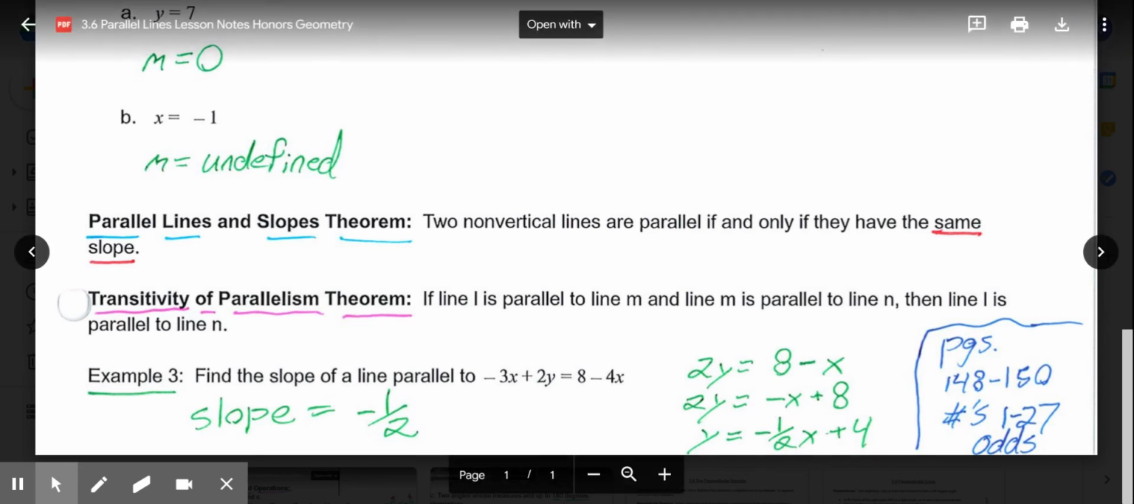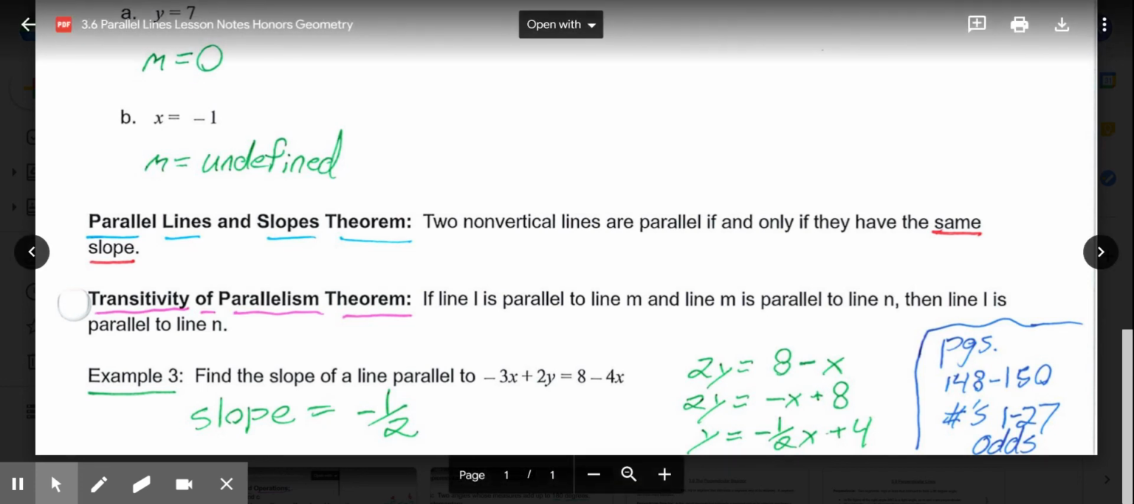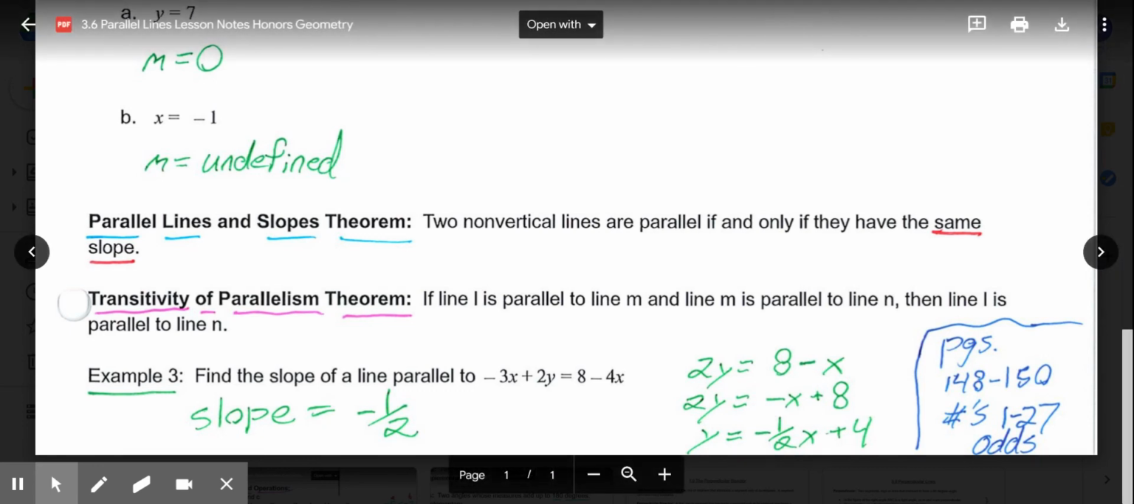And then we have the transitivity of parallelism theorem, or more simply put, the transitive parallel theorem. So the transitivity of parallelism theorem is basically the parallel lines transitive theorem, which states if line L is parallel to line M, and line M is parallel to line N, then line L is parallel to line N. So if L is parallel to M, and M is also parallel to N, we then know L is parallel to N.